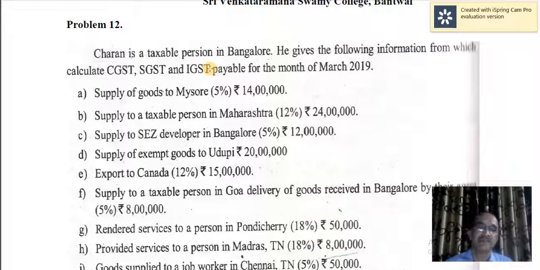Output tax is on the outward supply. We supply the goods to a dealer or any retailer or consumer. When we supply the goods, we collect the taxes, and that is output tax. So that should be paid to the government. GST should be paid to the government. Output tax should be paid to the government. But if there is any input tax, it can be adjusted against output tax, and the remaining amount has to be paid in cash.